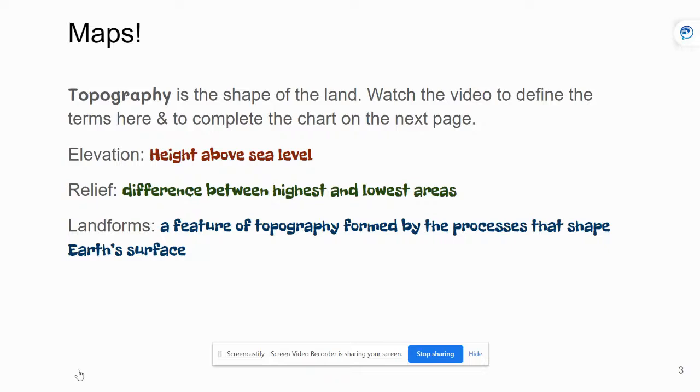So the 3 terms you need to record in your digital notebook, again, pause this video if you need to, are elevation, which is the height above sea level, relief, which is the difference between the highest and lowest areas, and landforms. A landform is a feature of topography formed by the processes that shape Earth's surface. Again, please feel free to pause this video to define elevation, relief, and landforms.